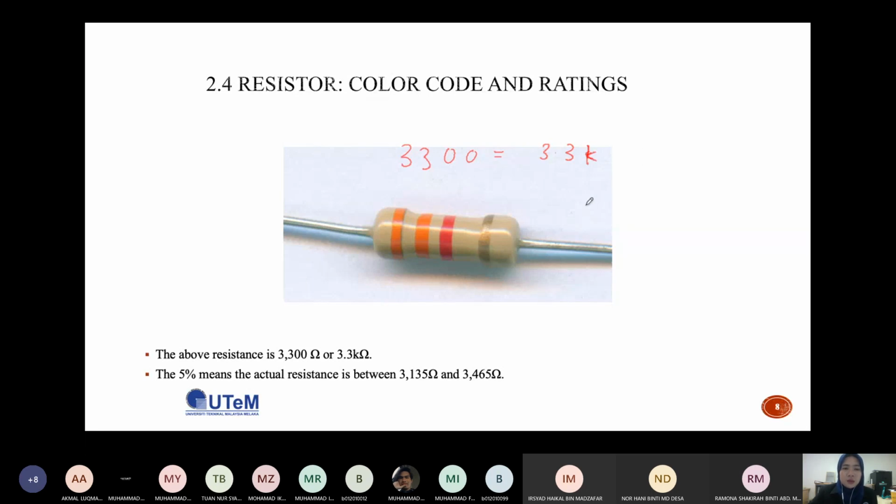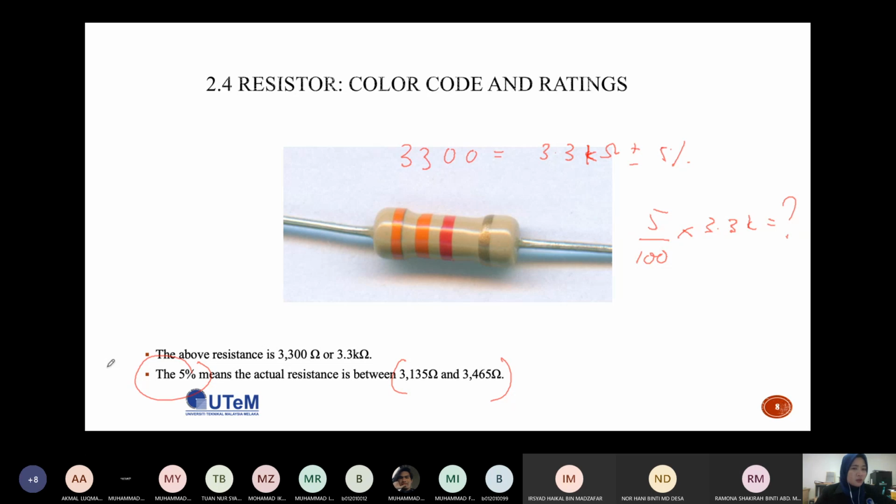You have a tolerance band. It is gold, plus minus 5%. So please calculate 5% of 3.3k, how much? Basically you will get the actual resistance between 3135 ohm and 3465 ohm due to the plus minus 5% tolerance. So this is the resistor.